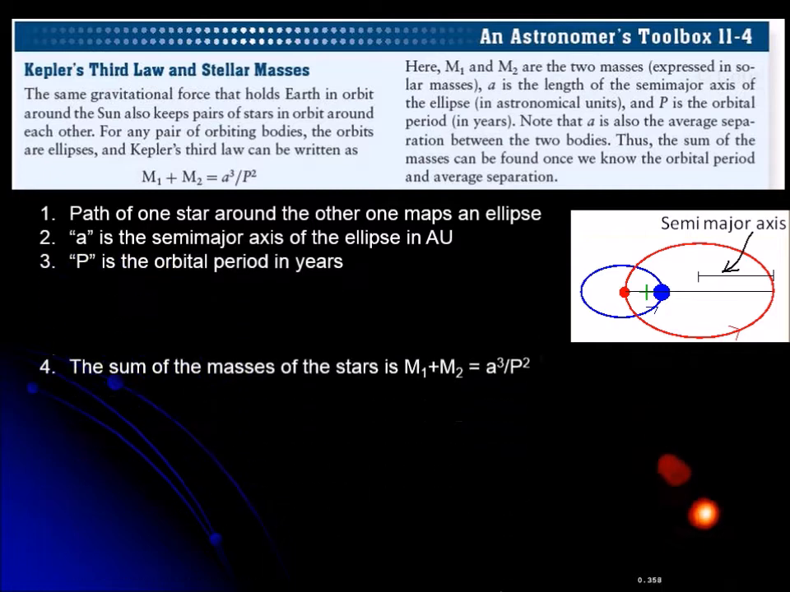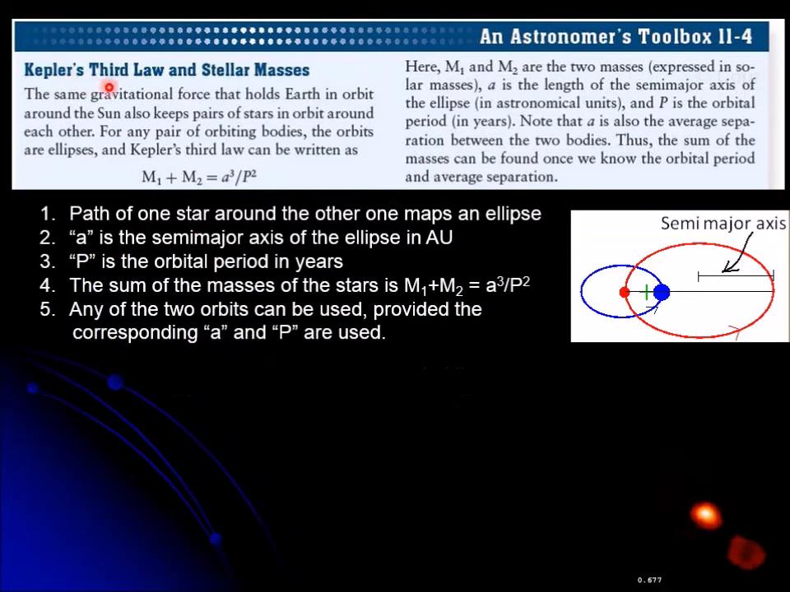This can be done by using Kepler's third law, which is the same law that was used to determine the masses of planets around the Sun. And it turns out that if we know the geometry of the trajectories, then we can use this relationship to determine the mass of the combined system.